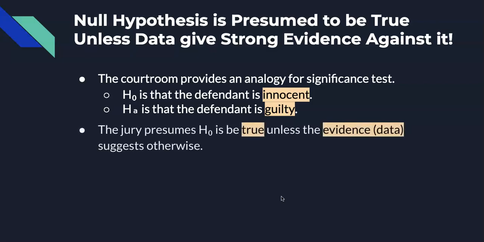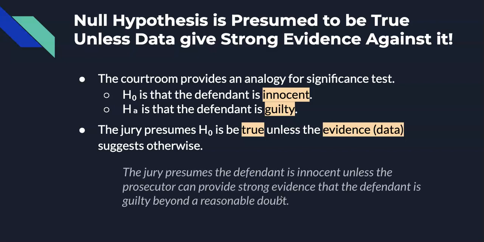So the jury presumes H naught is true. What does that mean? The jury presumes that the defendant is innocent. That's what we believe, unless there is strong evidence, and in our case we're going to be using data, suggesting otherwise, otherwise being guilty. So the jury presumes the defendant is innocent unless the prosecutor can provide strong evidence that the defendant is guilty beyond a reasonable doubt. It's very similar in hypothesis testing.